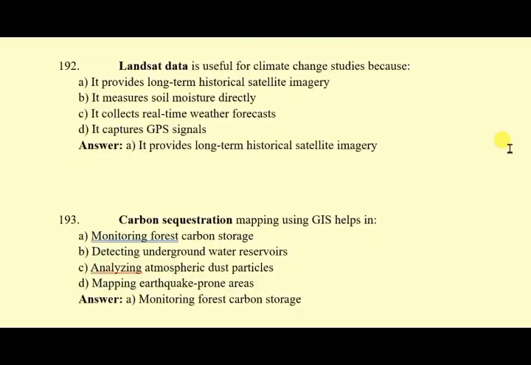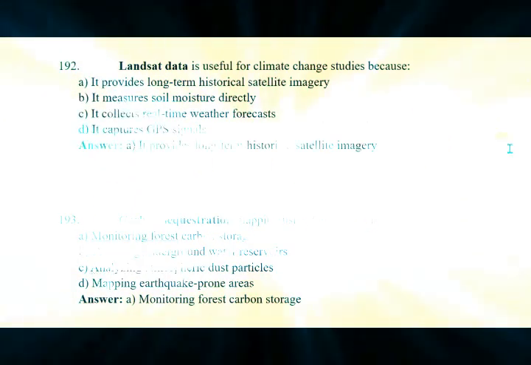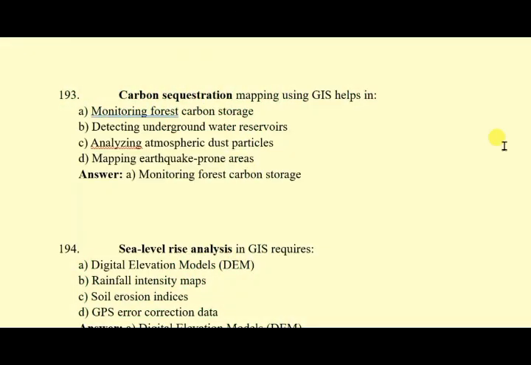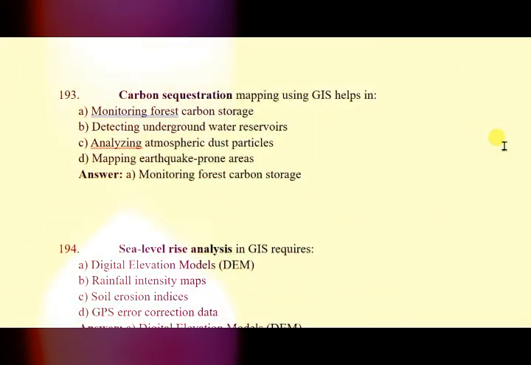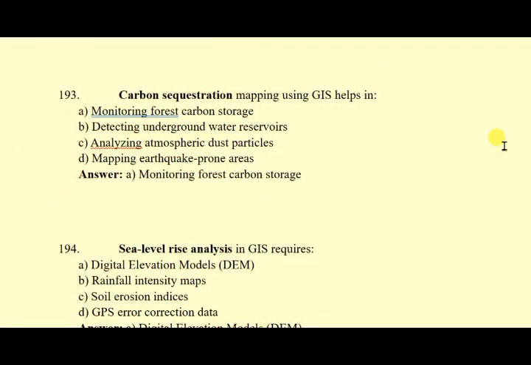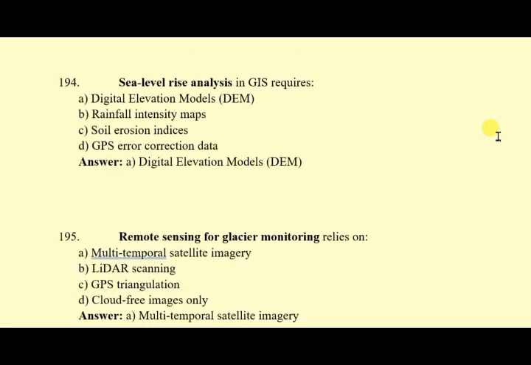Question 192. Landsat data is useful for climate change studies because it provides long-term historical satellite imagery. It measures soil moisture directly. It collects real-time weather forecast. It captures GPS signals. The right answer will be it provides long-term historical satellite imagery. Question 193. Carbon sequestration mapping using GIS helps in monitoring forest carbon storage, detecting underground water reservoirs, analyzing atmospheric dust particles, mapping earthquake prone areas. Here the right answer will be monitoring forest carbon storage.